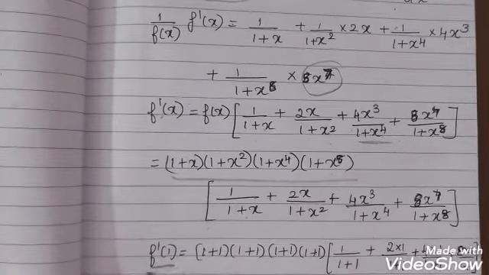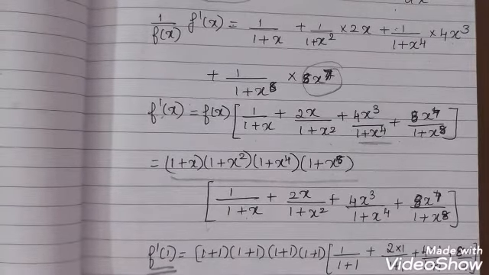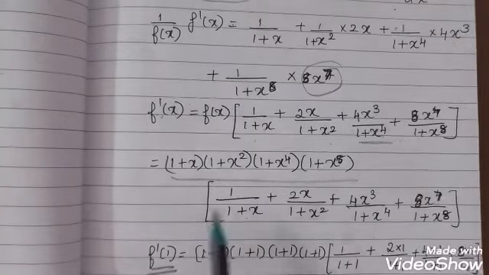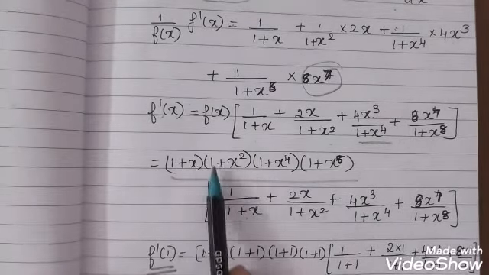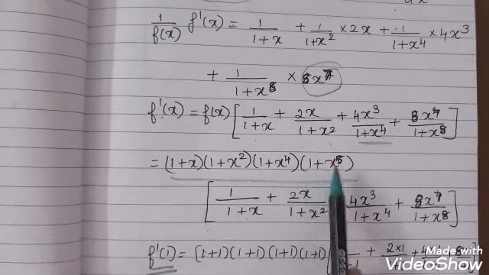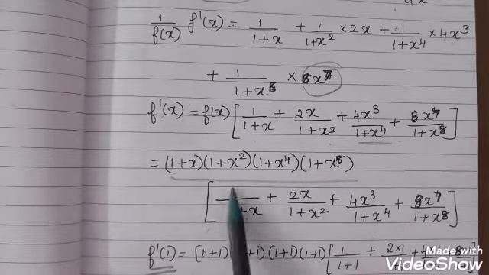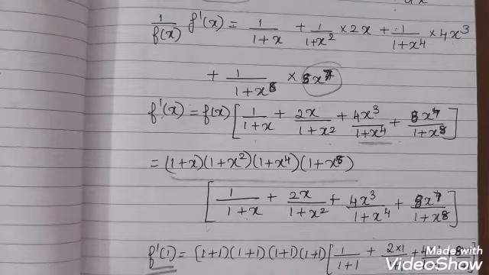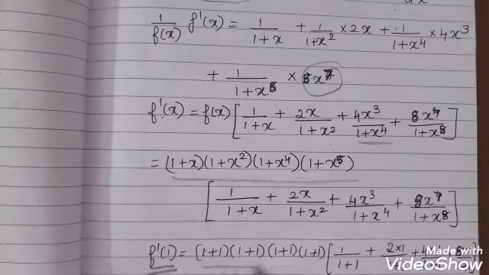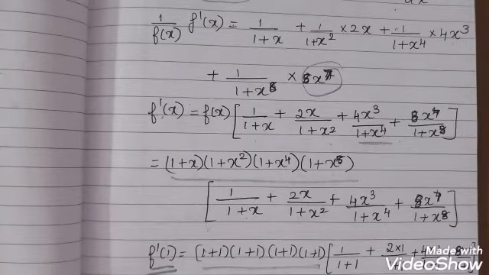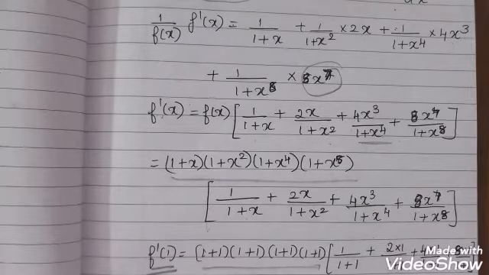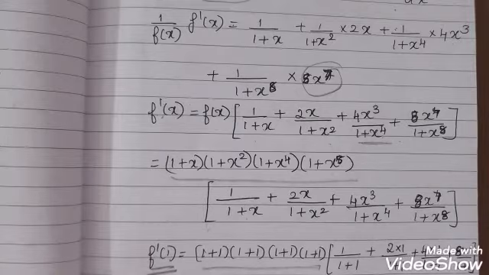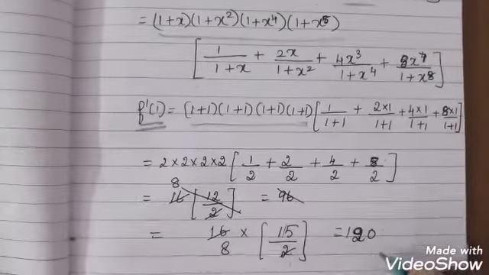Now, I need to find out what is f dash of 1. What is f dash of 1? When x is equal to 1, substitute it. 1 plus 1 into 1 plus 1 into 1 plus 1 into 1 plus 1 into 1 by 1 plus 1 plus 2 by 1 plus 1 plus 4 by 1 plus 1 plus 8 by 1 plus 1. So, here if you see, when you multiply, you will have it as 16 into, here if you see 3, 7, what will you get? It's 15 by 2. 2 and this gets cancelled. 8 into 15 is nothing but equal to 120.